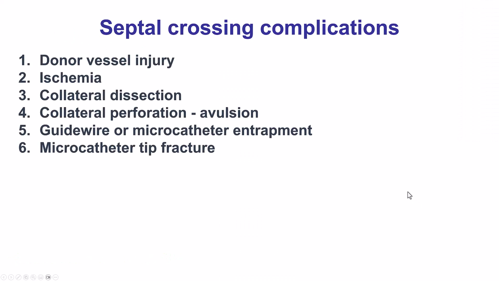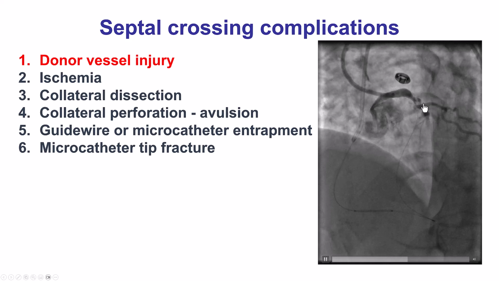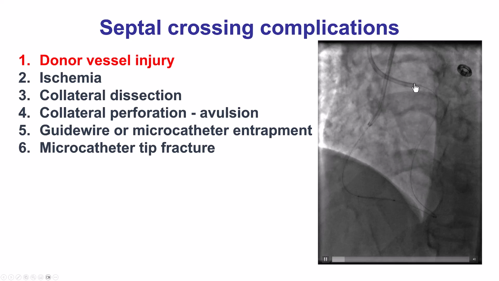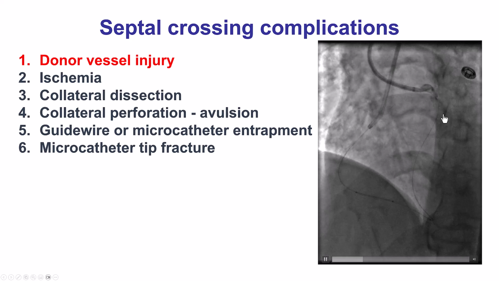We will finish with some comments about complications of septal collateral crossing. The first one, which can happen with any retrograde, is donor vessel injury. This is an example of dissection of the proximal LAD going retrograde to fix an RCA CTO. This is why it is important to have a safety wire.